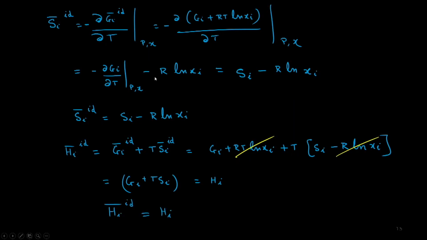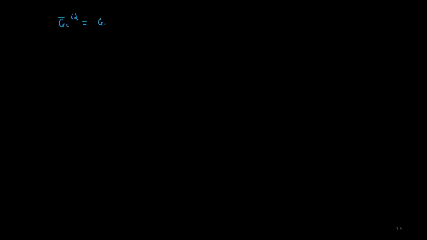So now let's quickly summarize what we have derived so far for an ideal solution. The first thing is Gi bar id. This is, by definition of an ideal solution, Gi plus RT ln xi. Then we have derived that Vi bar id is Vi, Si bar id is Si minus R ln xi, and finally Hi bar id is Hi.